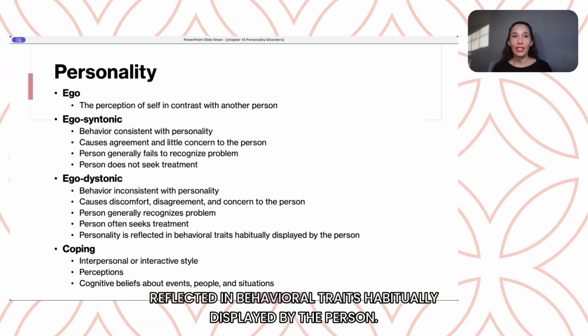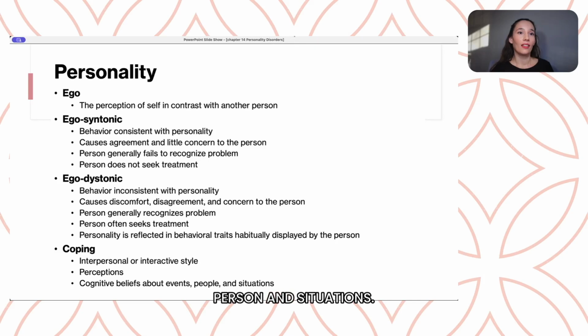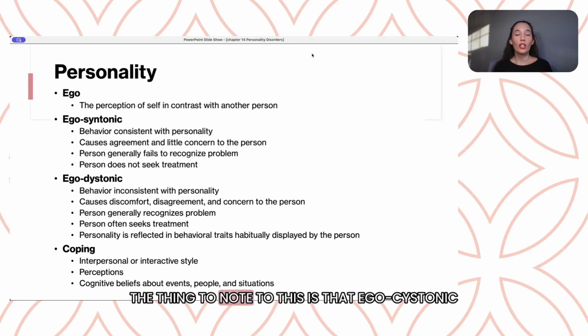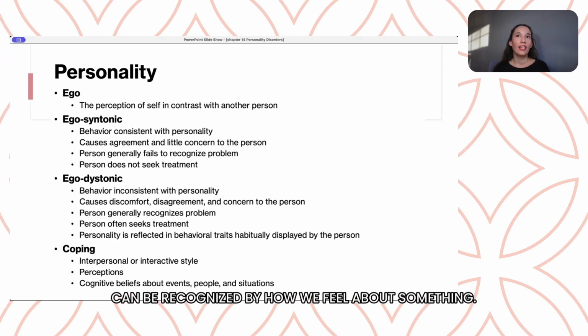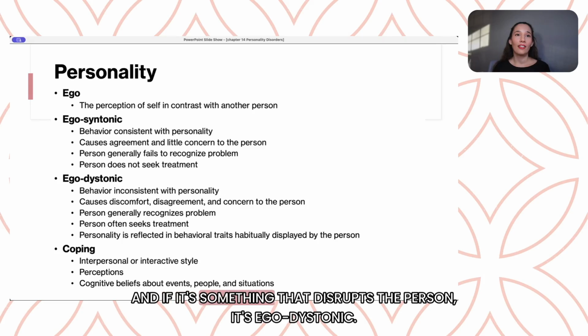And personality is reflected in behavioral traits habitually displayed by the person. And then coping can be interpersonal and interactive style, perceptions, and cognitive beliefs about events, persons, and situations. The thing to know is that ego-syntonic can be recognized by how we feel about something. If it's something that we agree with, it doesn't concern us, that's ego-syntonic. And if it's something that disrupts the person, it's ego-dystonic.